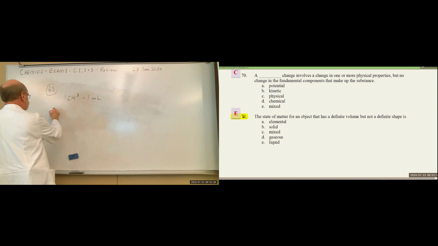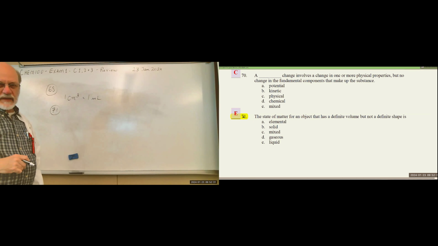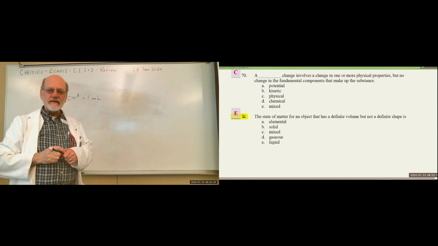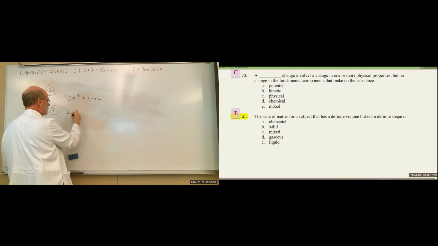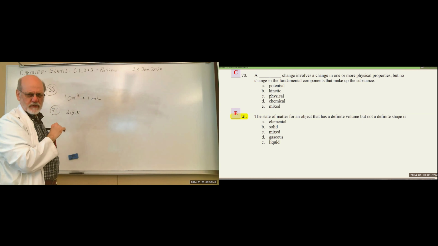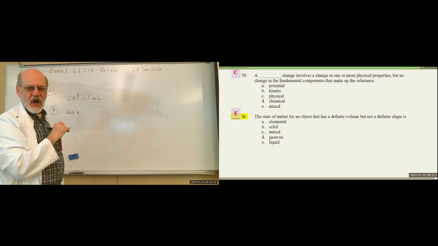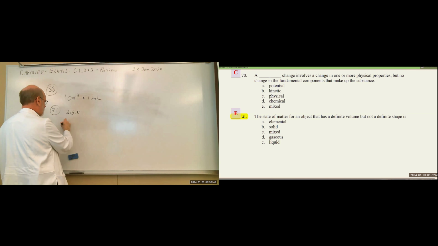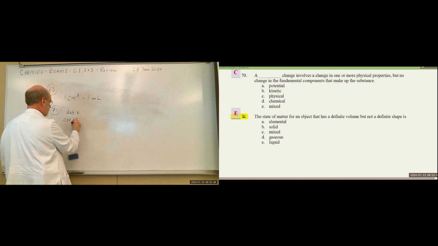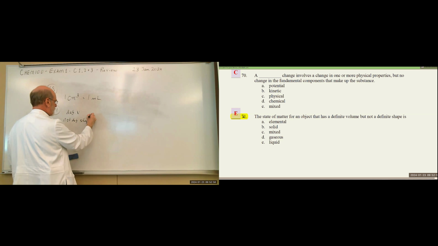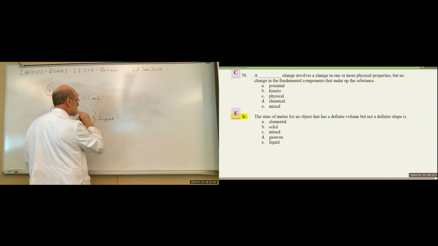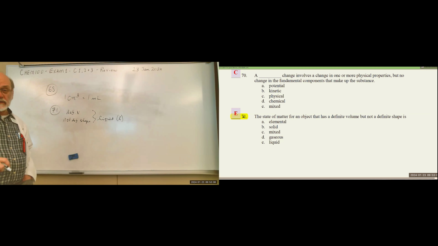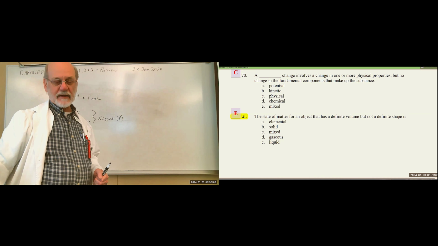71. The state of matter for an object that has a definite volume. Definite volume. And what else? But not a definite shape. That is a liquid. Or sometimes we put it like this. Like that. That's a liquid. Right? So E is the answer.